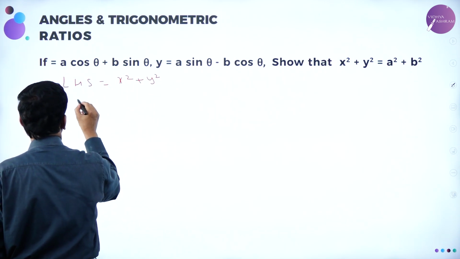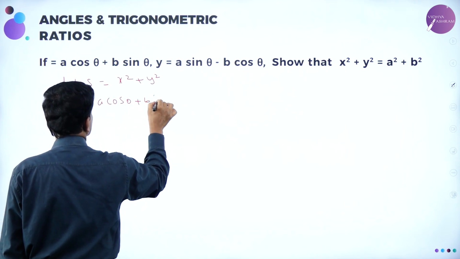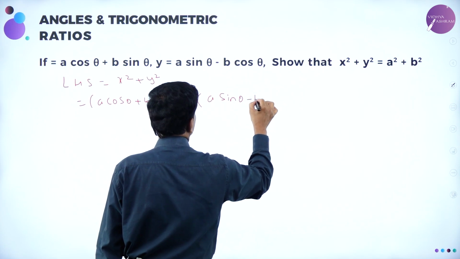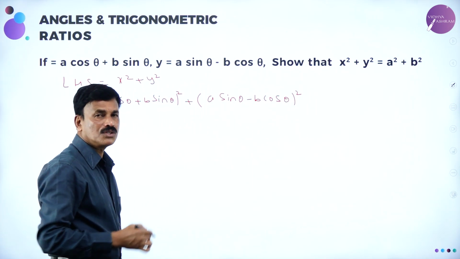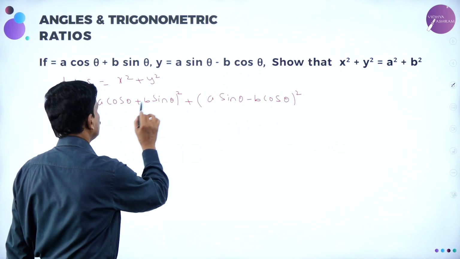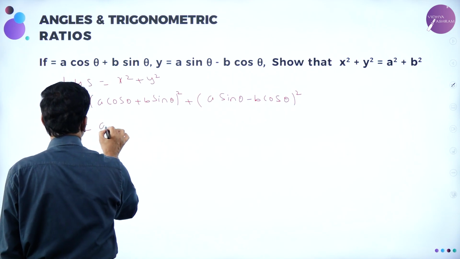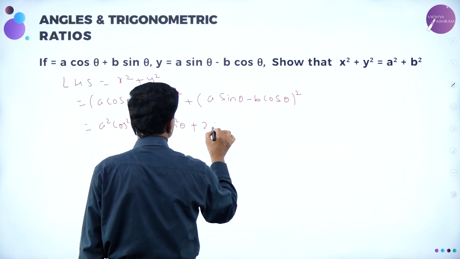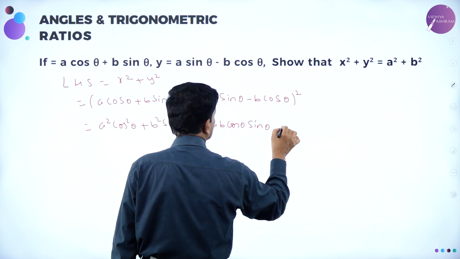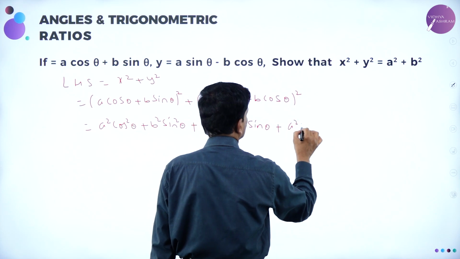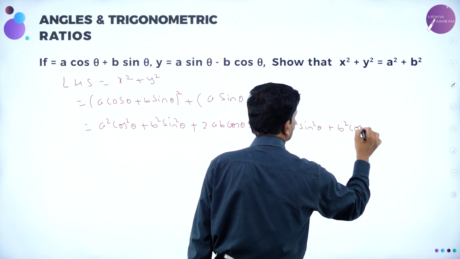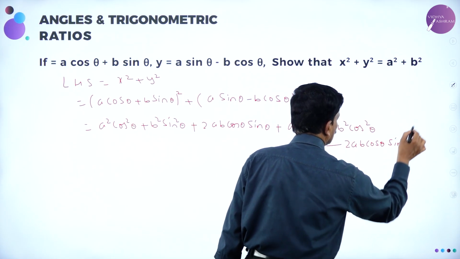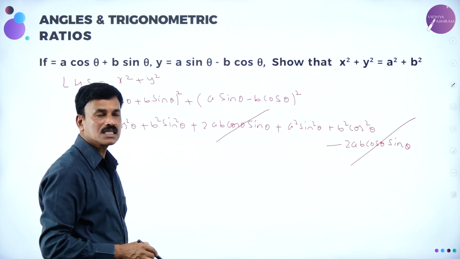What is x? x is nothing but a cos theta plus b sin theta whole square, plus y. What is y? y is equal to a sin theta minus b cos theta whole square. So x square plus y square. If you observe carefully, this is of the form a plus b whole square and a minus b whole square. So this is a square cos square theta plus b square sin square theta plus 2ab cos theta into sin theta. Similarly, this one, a minus b whole square: a square sin square theta plus b square cos square theta minus 2ab cos theta into sin theta. Now, minus 2ab cos theta sin theta plus 2ab cos theta sin theta gets cancelled.